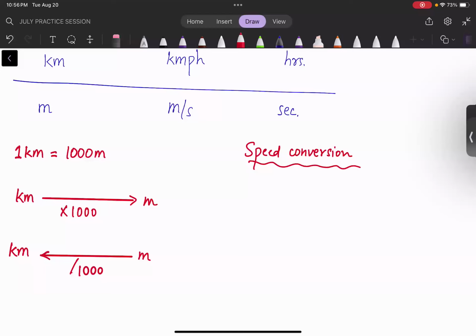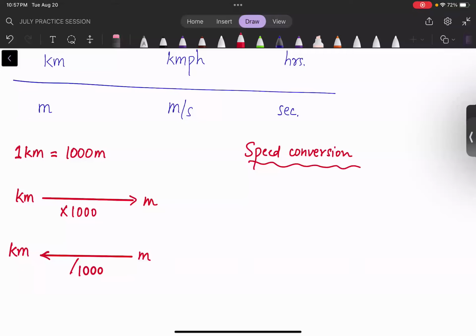Speed conversion. Okay. So can you tell, 1 kmph is how many meter per second? Do you know that? Not everyone might be knowing. For distance, I can say 1 kilometer, 1,000. 99% of the students might be knowing, but this you might not be knowing.